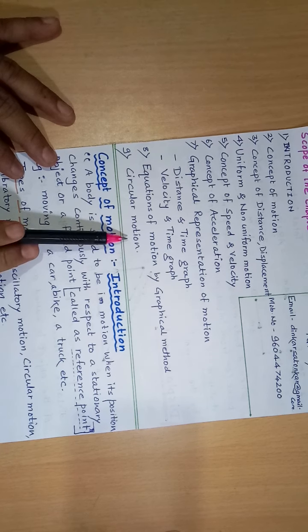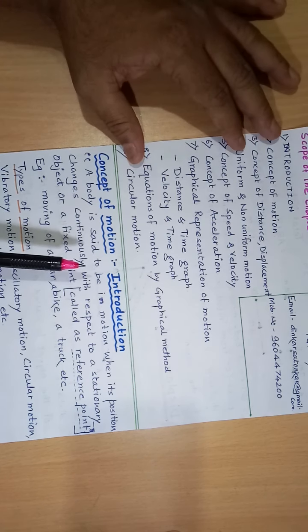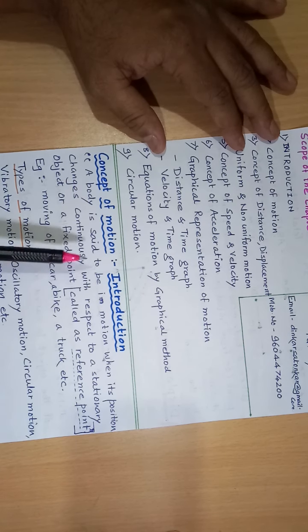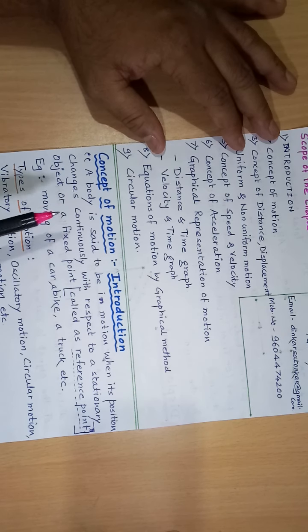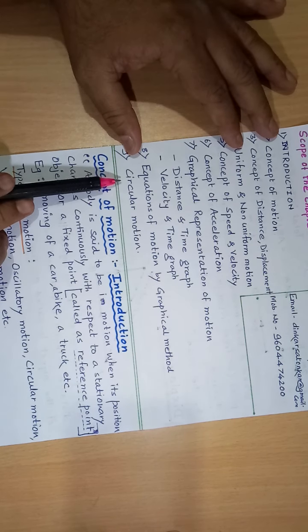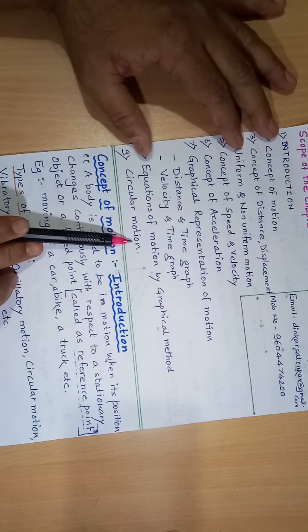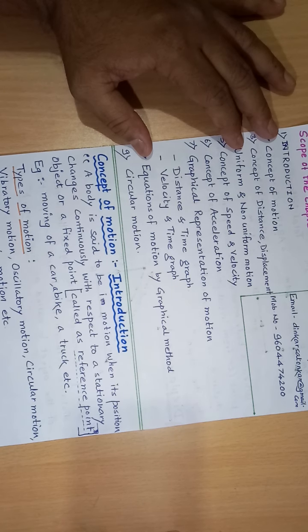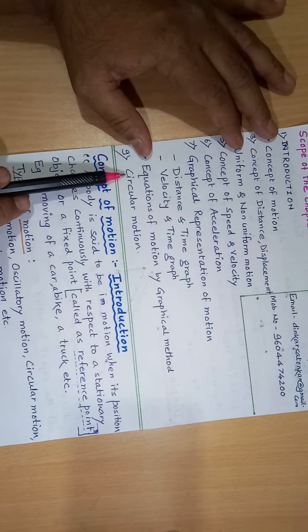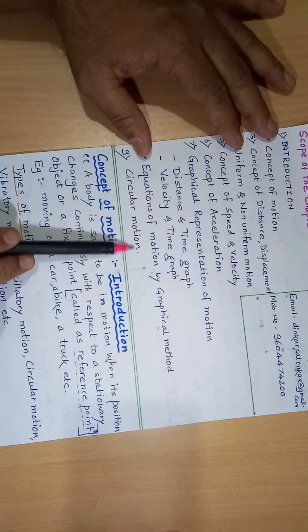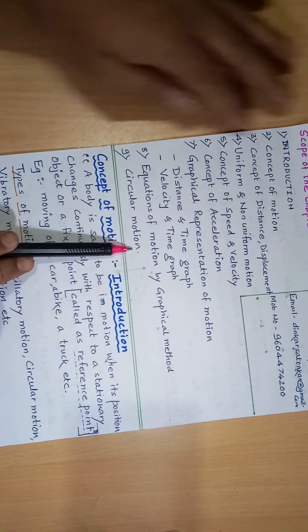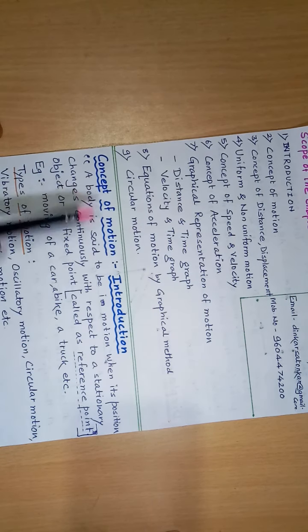Since there are various types of motions in physics that you will study in your further standards, in this chapter at last we will have a small introduction to circular motion, so that you will come to know how the same concepts of distance, displacement, speed, velocity and acceleration can also be applied to different types of motion. That's why a little bit of the circular motion concept is introduced at the last. So this is the brief introduction about what we are going to study in this chapter.